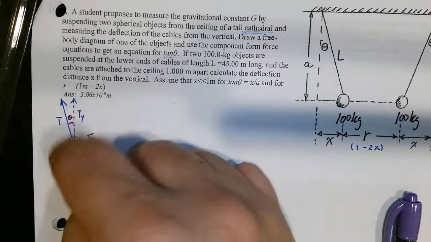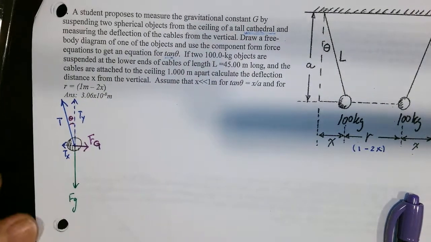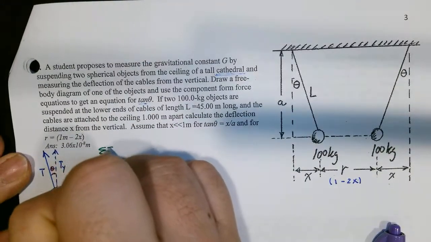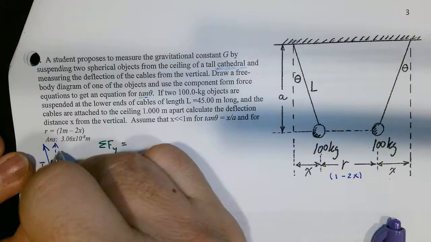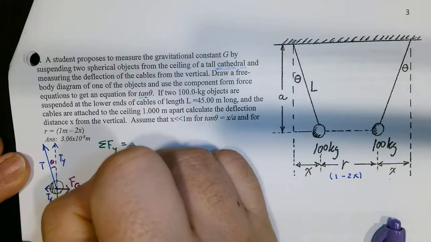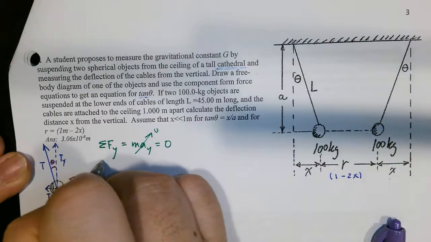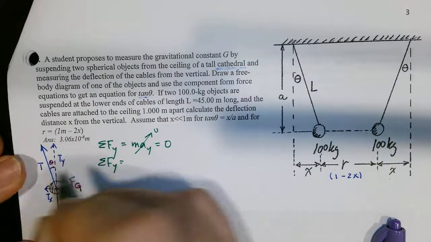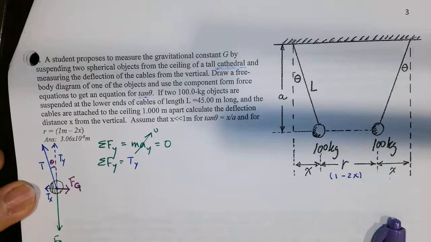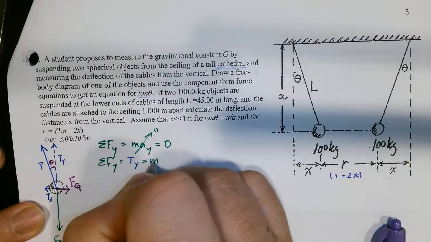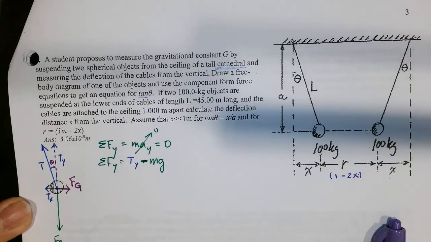So let's take a look at the y first. The sum of all forces in y is equal to may, but ay is 0, so this is going to equal 0. The sum of all forces in y is equal to Ty minus Fg, minus mg, because it's going down, and that is equal to 0.